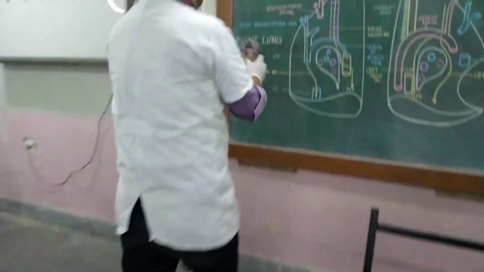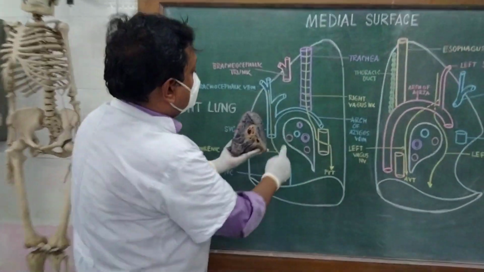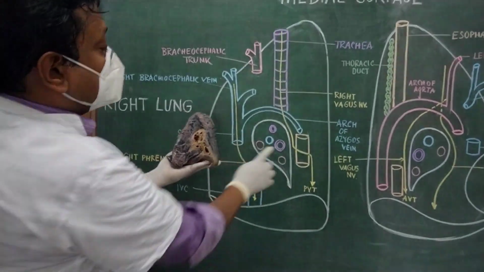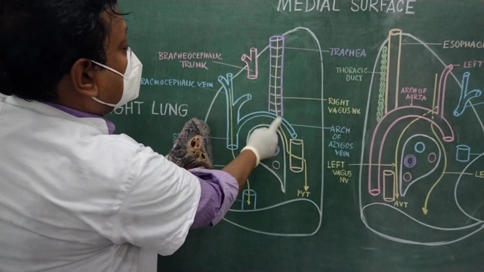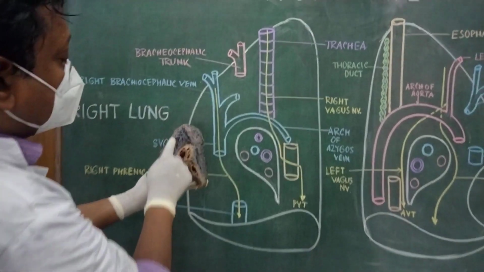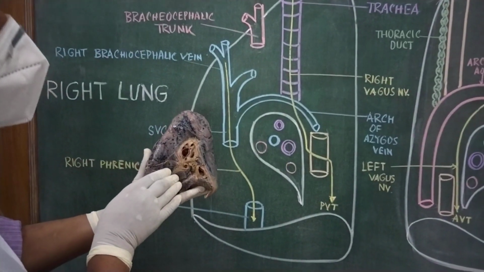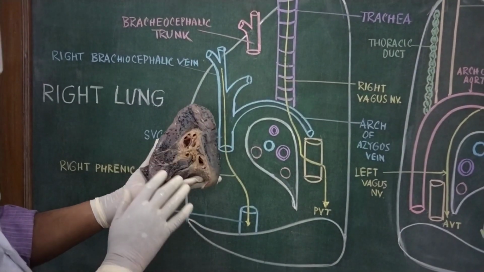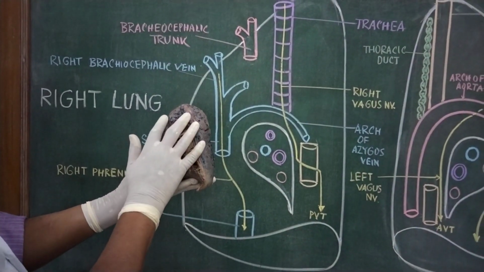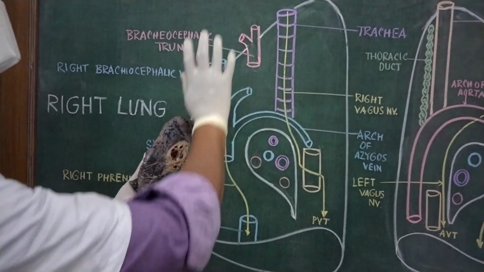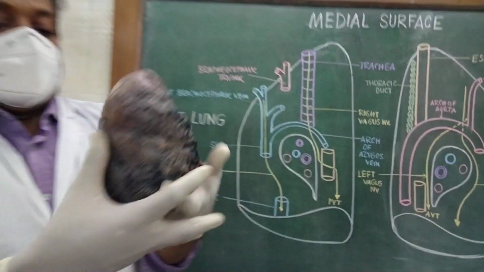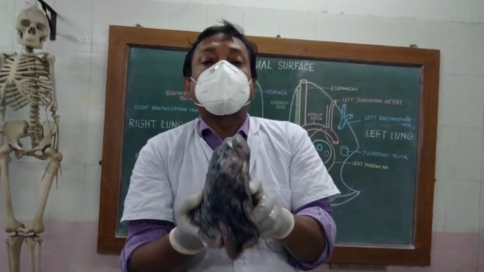Now, you see, this is the medial surface of the right lung. This is the hilum. That is the arch of the azygos vein, and the other is the cardiac impression, depressed, and other related impressions. All impressions are not very clear. You have to imagine the visual by knowing the theory. That's all about the gross features of the right lung.